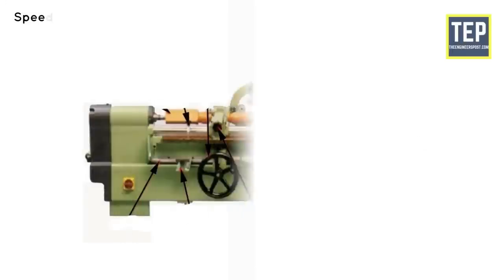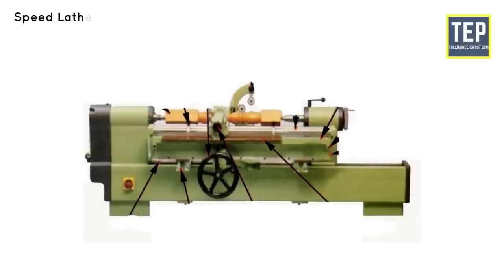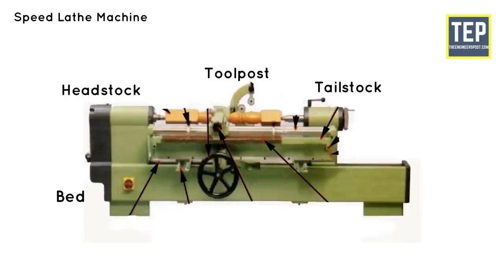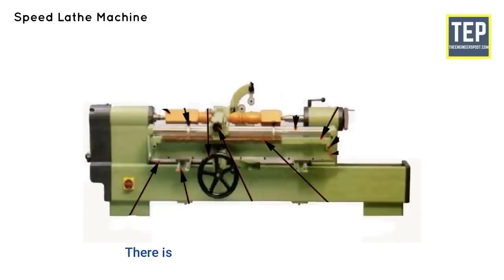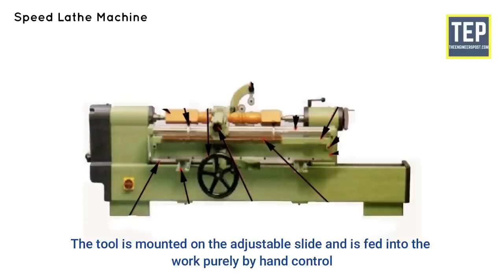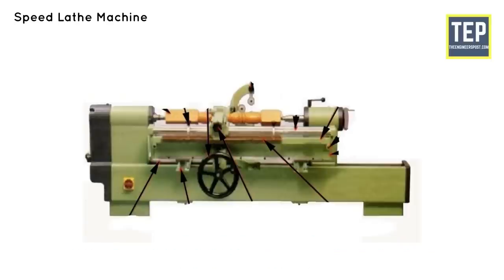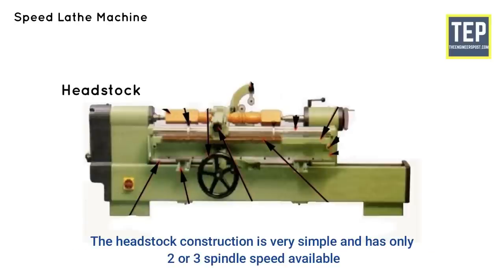Speed lathe machine. Speed lathe machines are simple in construction. It has a bed, headstock, tailstock and tool post. But there is no feed box, lead screw or carriage in this machine. The tool is mounted on an adjustable slide and is fed into the work purely by hand control. The headstock construction is very simple. It has only two or three spindle speeds available.